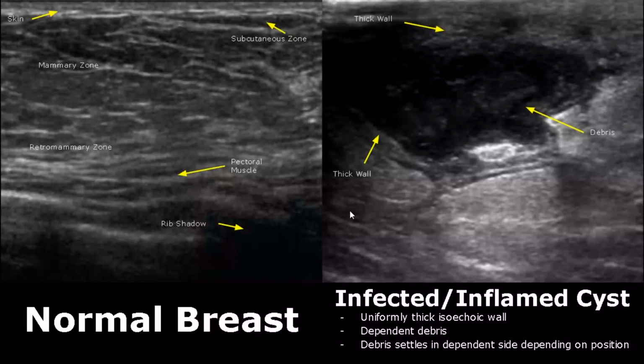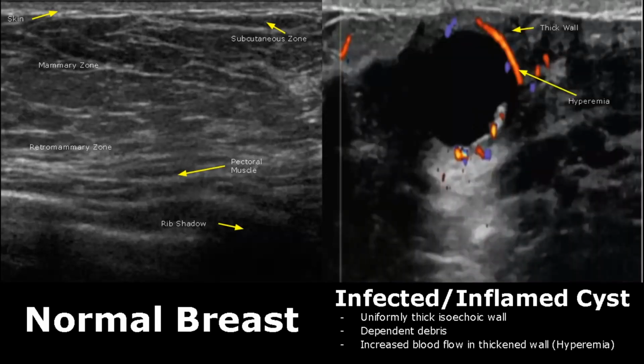Here we have a case of infected and inflamed cyst. It has thick isoechoic walls and it has dependent debris, which means this debris will settle down due to gravity. This is the gravity dependent side. This debris will move in accordance with the patient position. Using this feature, we can differentiate it from a mural nodule.